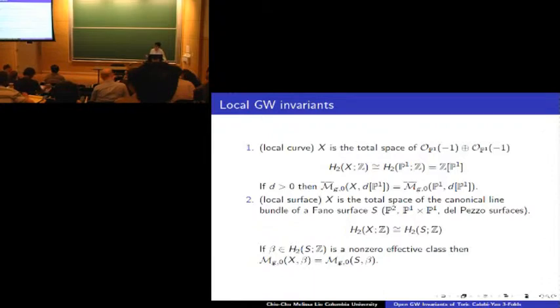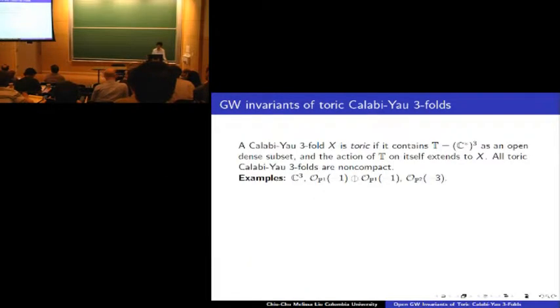O(-1) ⊕ O(-1) is an example of a toric Calabi-Yau threefold. A Calabi-Yau threefold X is toric if it contains this complex algebraic torus T as an open dense subset, and the action of T on itself extends to X. All toric Calabi-Yau threefolds are non-compact. So the most trivial example is C^3, and then O(-1) ⊕ O(-1) and O(-3).